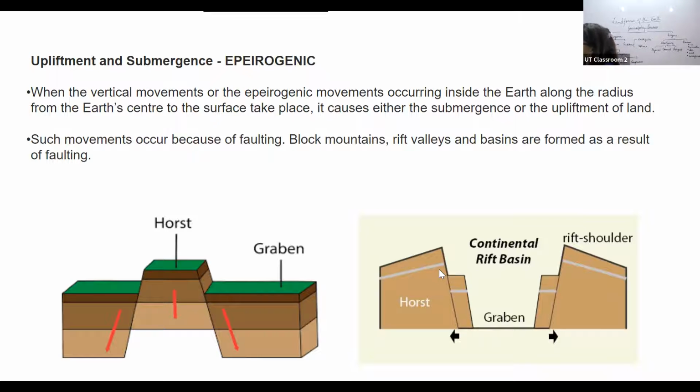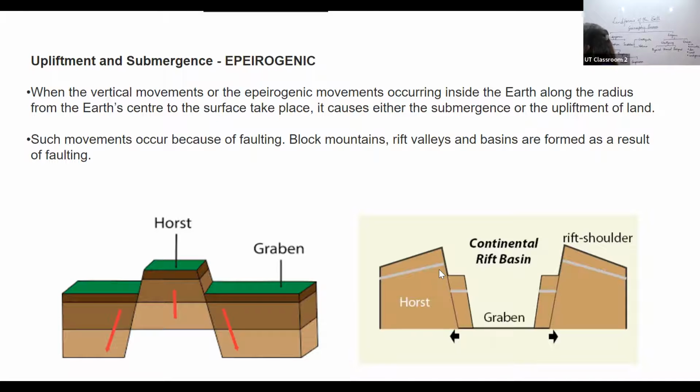Rift basin, rift valley. Okay, so this is a continental rift. Continental means land and oceanic means oceans, below the oceans. So here what has happened? You can see these arrows. There is drifting and there is this rift basin which has been formed. Here the land has got submerged and here it has got uplifted.